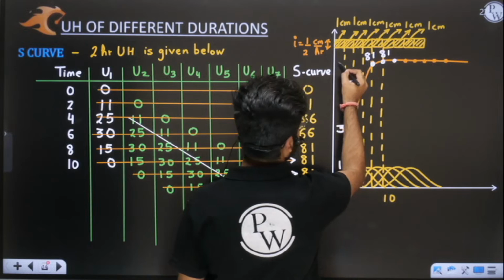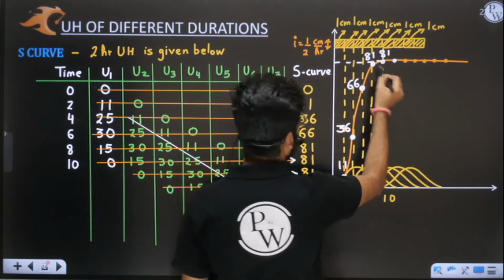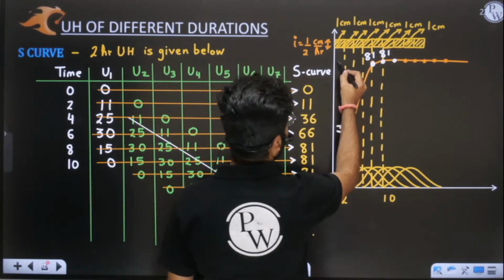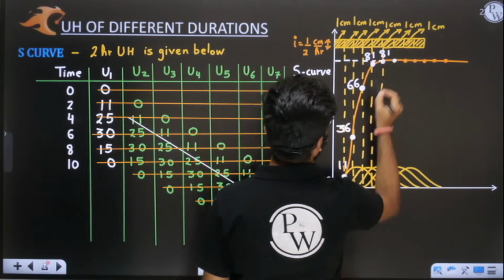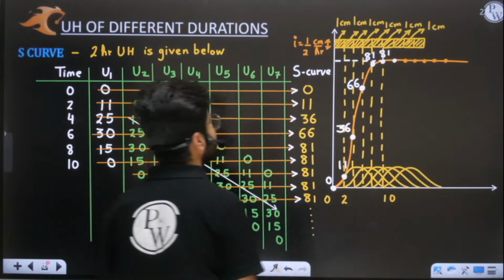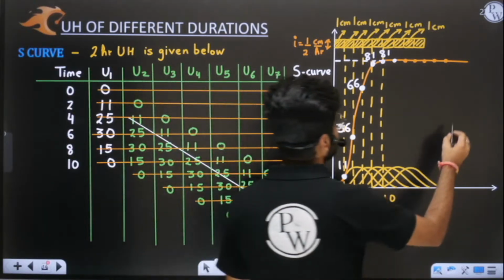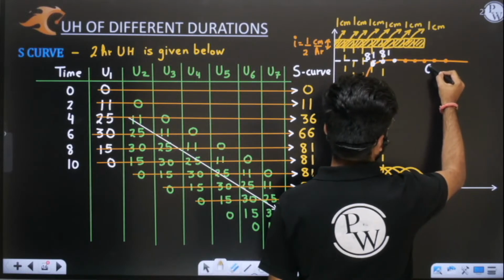So you are saying, sir, that after the base time, my discharge has become constant. This constant discharge is known as saturation discharge.